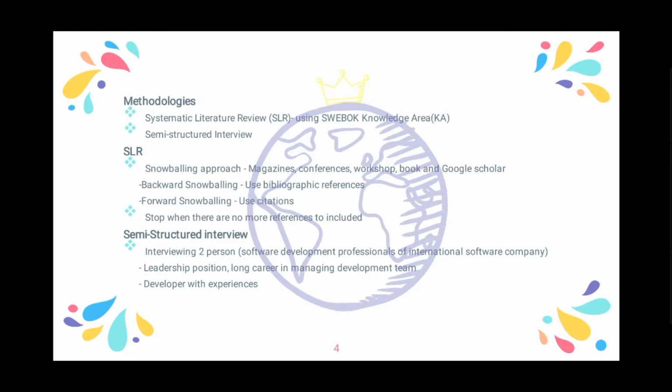For the semi-structured interview, we interviewed two persons for about 30 to 40 minutes. The first person has a leadership position and a long career in managing development teams, and the second person is an experienced developer. The result obtained is that the highest diversity aspect is gender, followed by disabilities, ethnicity, age, and personality, the lowest.